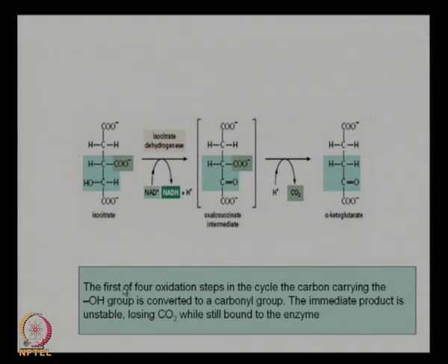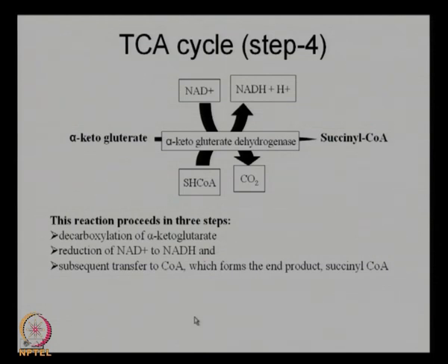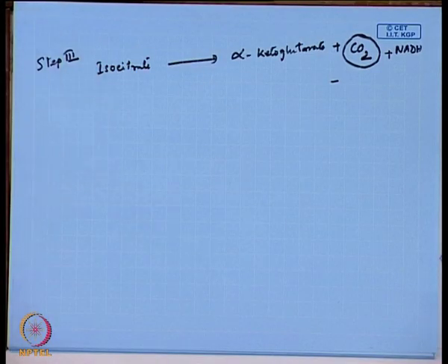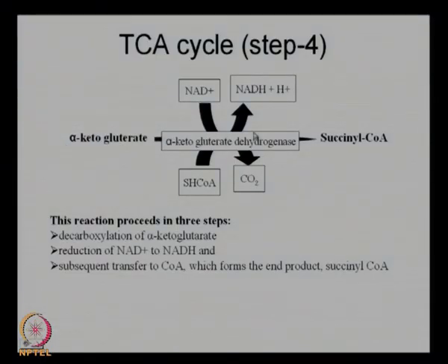In the first of the 4 oxidation steps in this cycle, the carbon carrying the hydroxyl group is converted to a carbonyl group, and the immediate product is unstable, losing a molecule of carbon dioxide while still bound to the enzyme. This is the third step of the TCA cycle. In the fourth step, alpha ketoglutarate is converted to succinyl CoA.